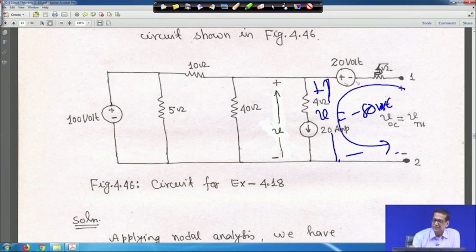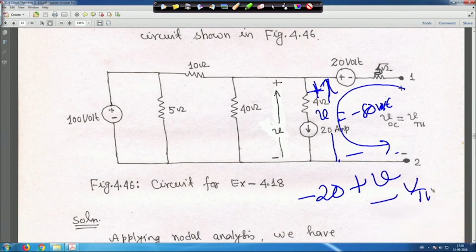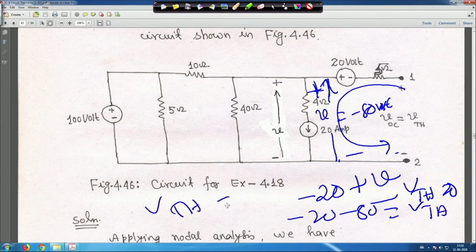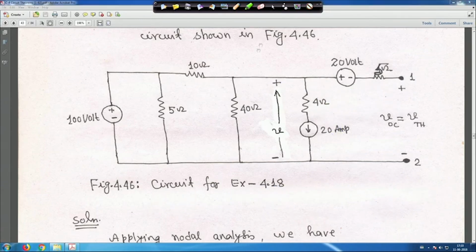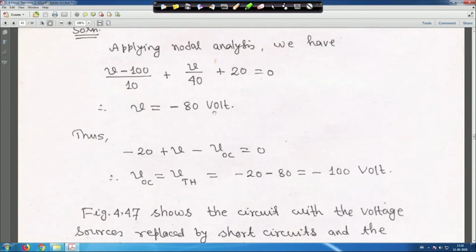If you are moving like this, you are encountering the minus terminal first. So, minus 20 plus V, this is plus minus, same thing we are writing, plus V, encountering the minus terminal first, minus V Thevenin is equal to 0. That means minus 20 and V is equal to minus 80, so V Thevenin is equal to minus 100 volt. The calculation is there, but first we have to understand. So, we are getting V Thevenin is equal to minus 100 volt.